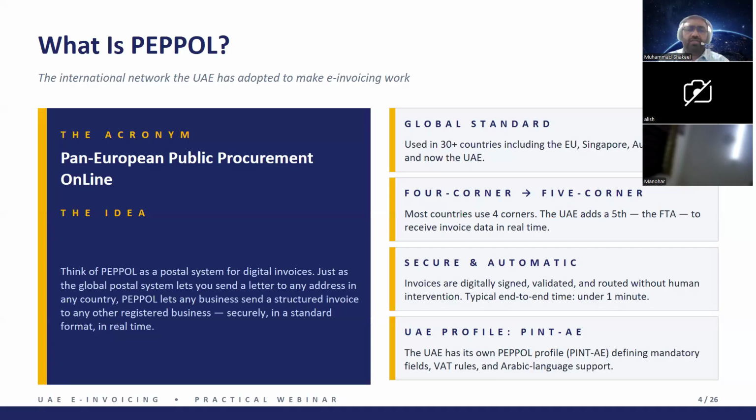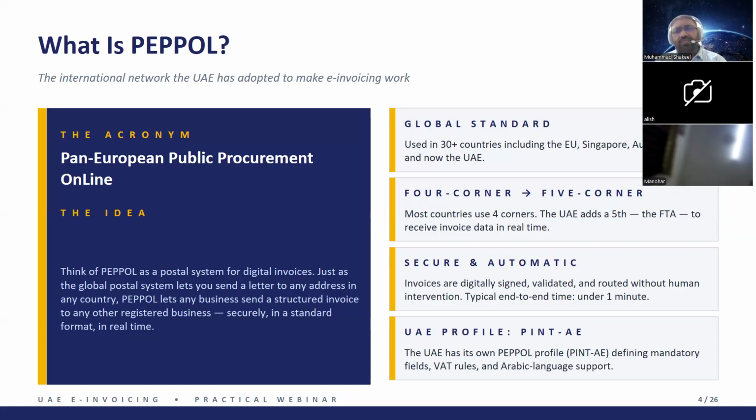So basically, when you're using a postman service, this is a hard transfer of the letter. But in this case, you have to transfer your invoices, your information, through a medium, through a network. So this network is named PEPPOL. So what will this network do?